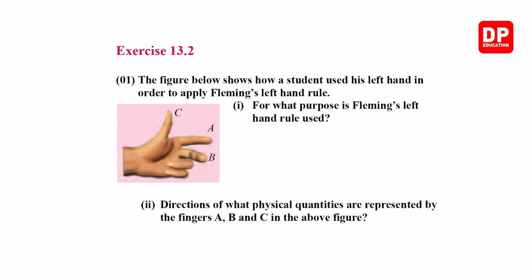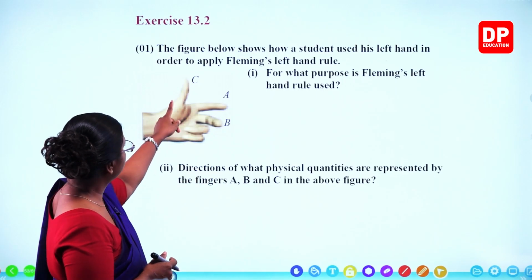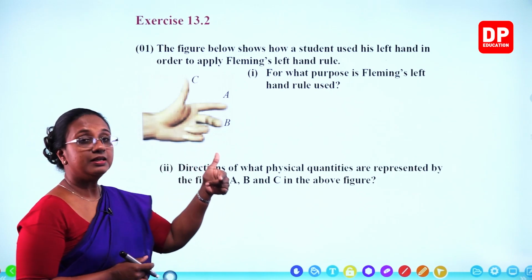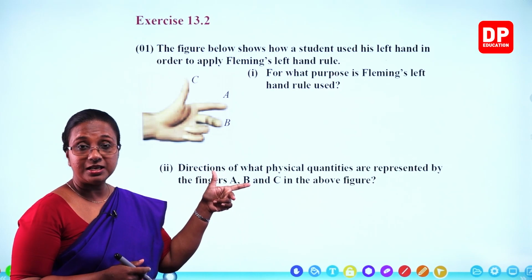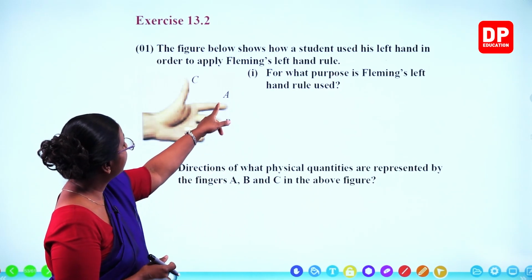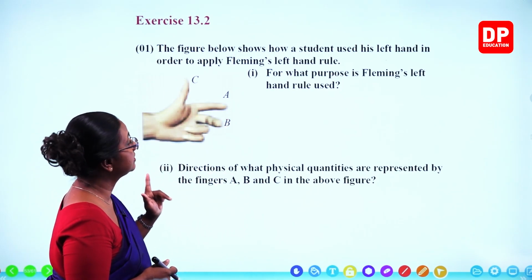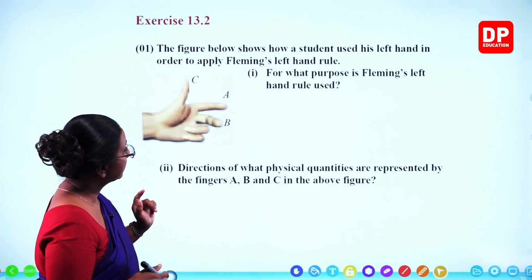Exercise 13.2. The first question: the figure below shows how a student used his left hand in order to apply Fleming's left-hand rule. So here you can see all three fingers, the thumb, index finger and the middle finger, are perpendicular to each other. They have been labeled as A, B and C. And the questions are given to you.